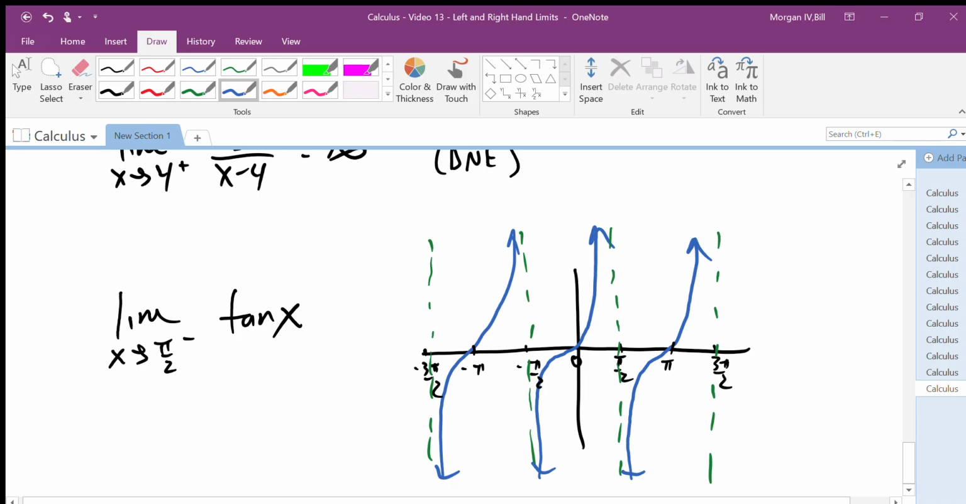So when we look at the limit as x goes to pi over 2 from the left of the tangent of x, so we're going to pi over 2, but from the left-hand side, what is happening is it's going up here to positive infinity, so our answer here is positive infinity.